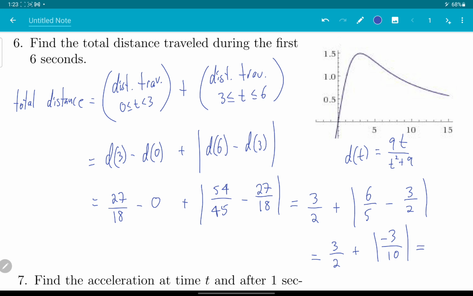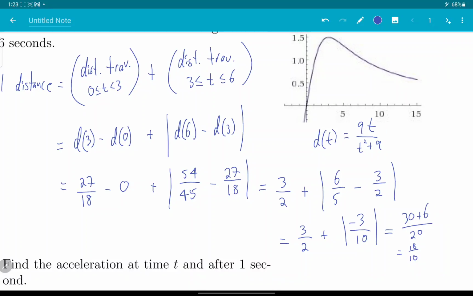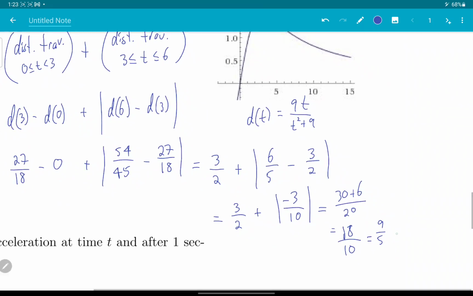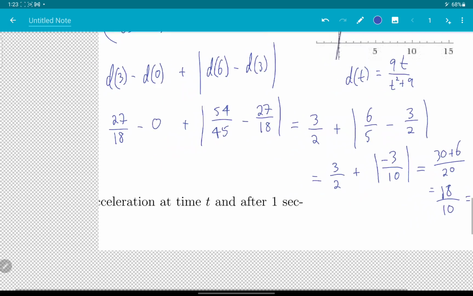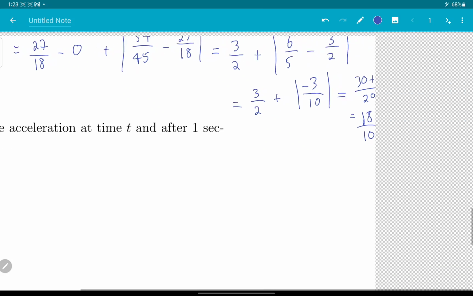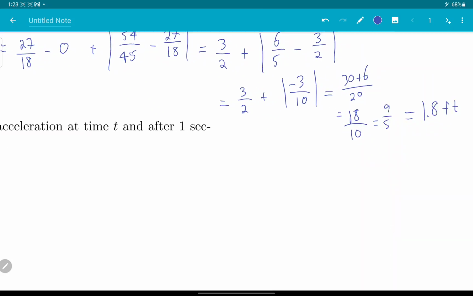Okay, there we go. So I get 30 plus 6 over 20, 18 over 10, which is 9 over 5. Or, if you prefer, 1.8 feet. Okay, 1.8 feet. Copy that.